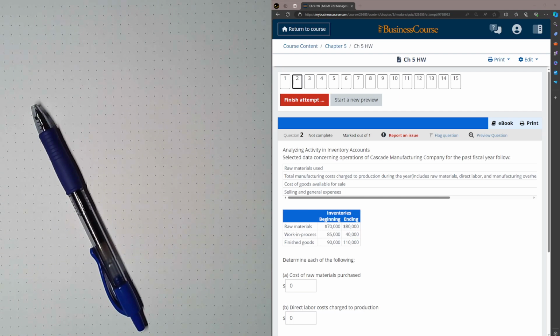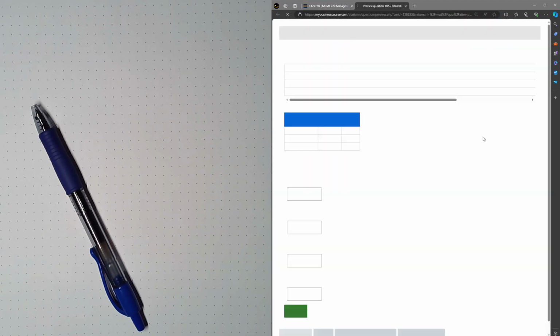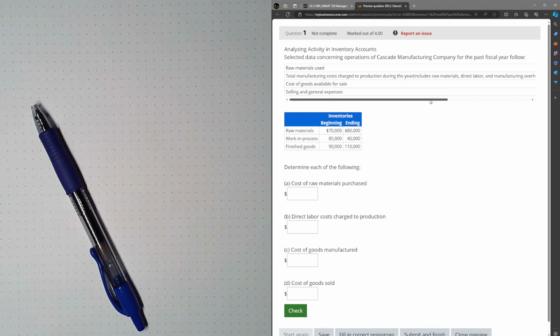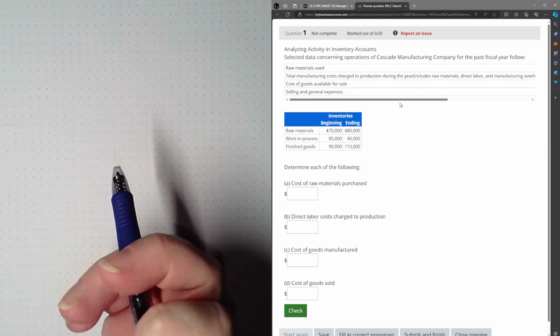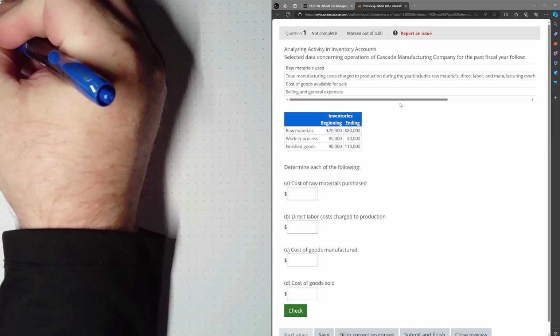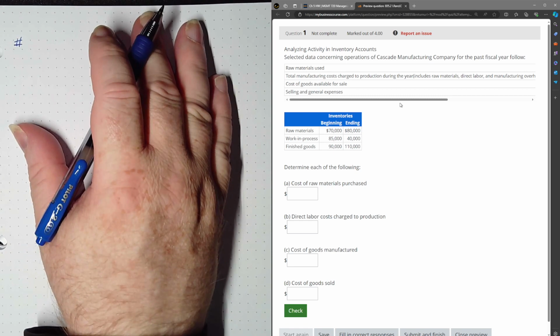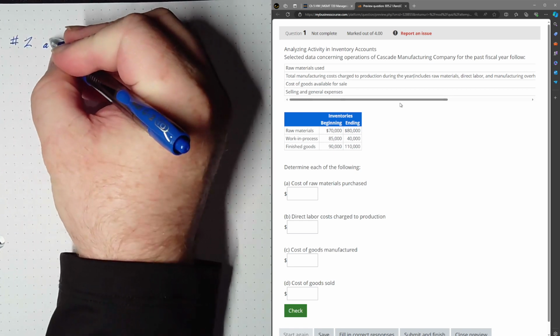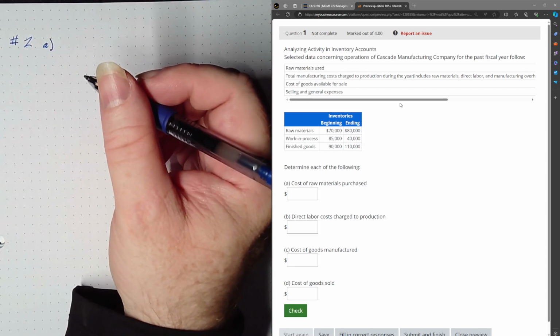Okay, so here we have question number 2. And we're given some information. We're given raw materials, work in process, and we're asked to calculate a few different items. So let's go ahead and take a look at the preview of the question. Let's see. Determine each of the following. So let's look at number 2, A, cost of raw materials purchased.